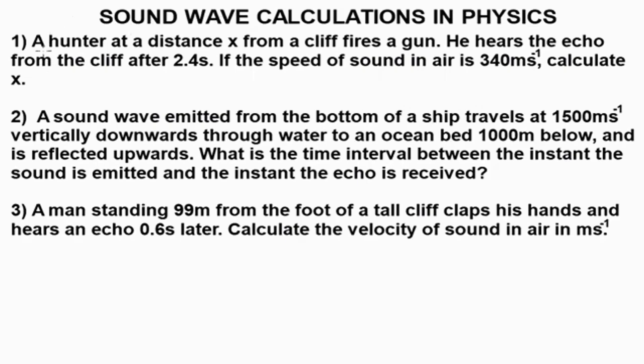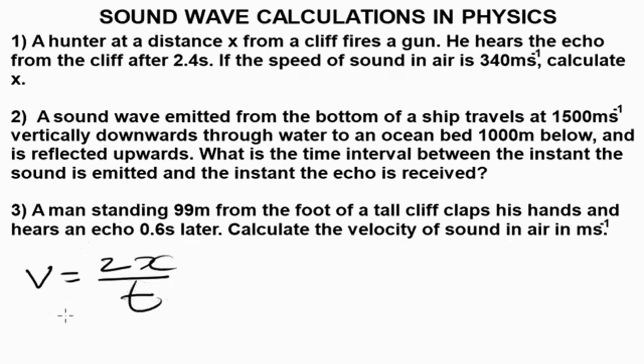Question 1 says a hunter at a distance x from a cliff fires a gun. He hears the echo from the cliff after 2.4 seconds. If the speed of sound in air is 340 meters per second, calculate x. Now let's take note of this formula for calculating sound wave in air. Use the formula velocity v equals 2 times distance over t, where t is our time and x is our distance.